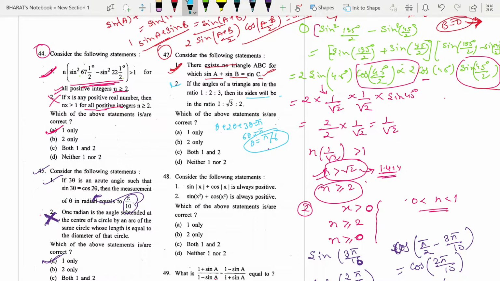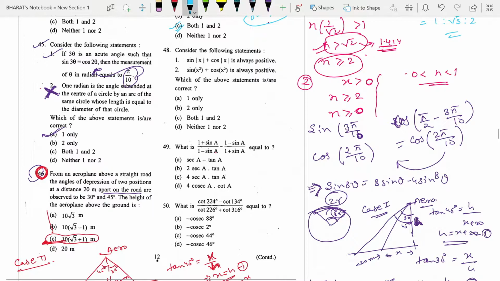We have got the value of theta here, so we can write that a : b : c will be equal to sin A : sin B : sin C. Sin of pi by 6 will be equal to 1 by 2, sin of pi by 3 will be equal to root 3 by 2, and sin of pi by 2 will be equal to 1. So the ratio comes out to be 1 : root 3 : 2. So this is also correct. Both 1 and 2 are correct, that is C is the correct answer.